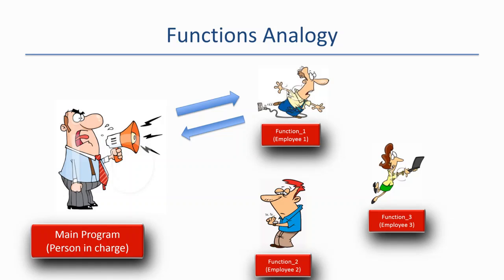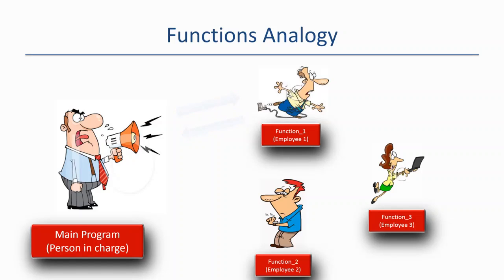You may also consider that the function may have more than one input. For example, in addition to the documents that you give to the person to be copied, you may also ask the person to make 5 copies. In that case, you are giving 2 inputs to the function. The first input is the documents, and the second input is the number of copies that you require.